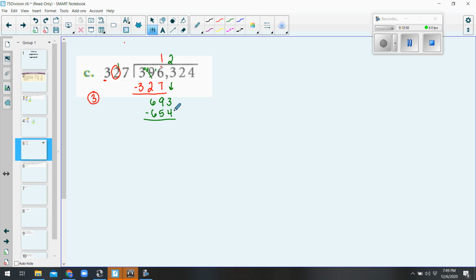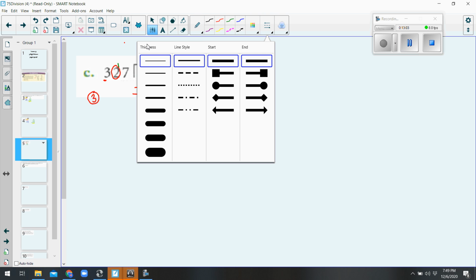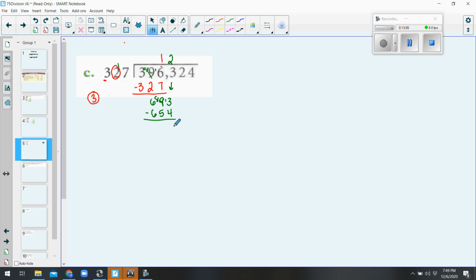All right, to subtract, I can't say 3 minus 4, so I'm going to borrow 1 from the 9 and make it an 8. The 3 becomes 13. So 13 minus 4 is 9, and 8 minus 5 is 3. 39 is less than 327, so I'm going to bring down my 2.